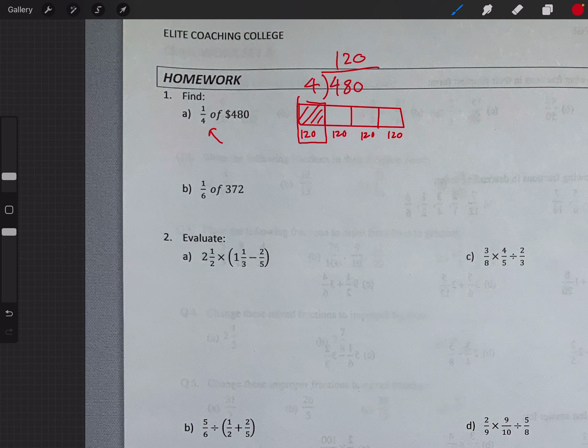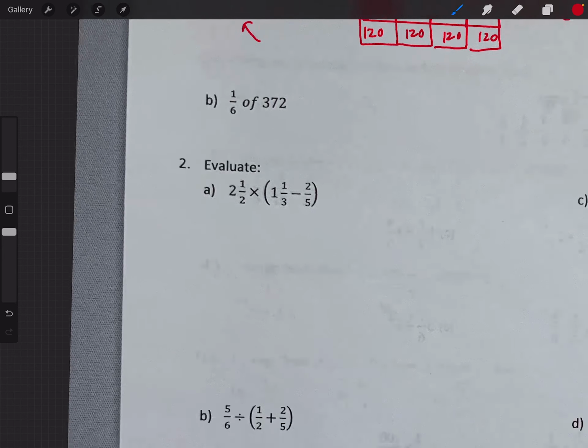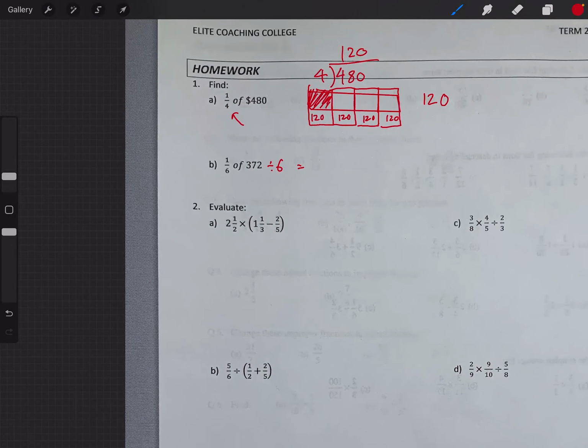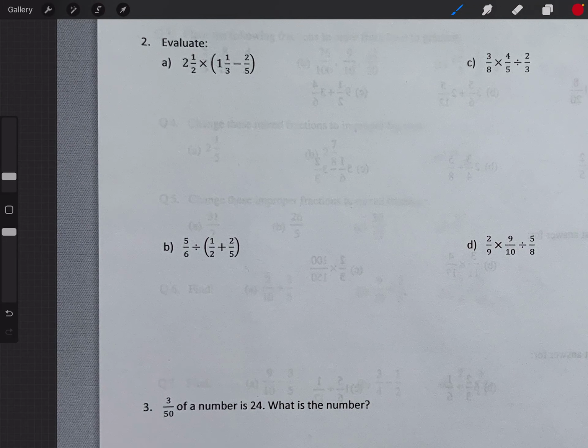If you want 2/4, you get 2 of them. So that's 2 times 120 is 240. Or if you want 3/4, that's 3 lots of 120s, and that's 360. And obviously 4/4 is the whole amount, so that's 4 times 120 is 480. So 1/4, you only want 1 of them, so that's 120. 1/6, okay, so take that divided by 6, get the answer. Same thing.